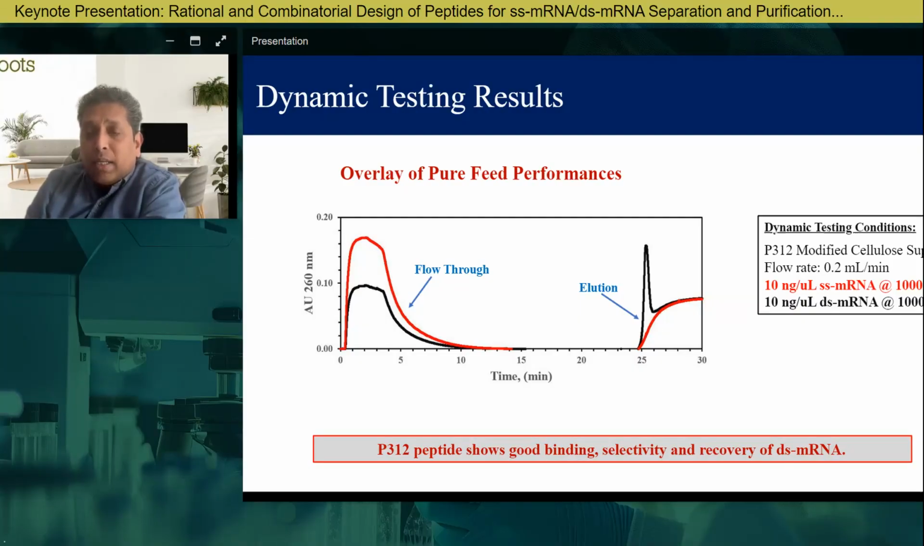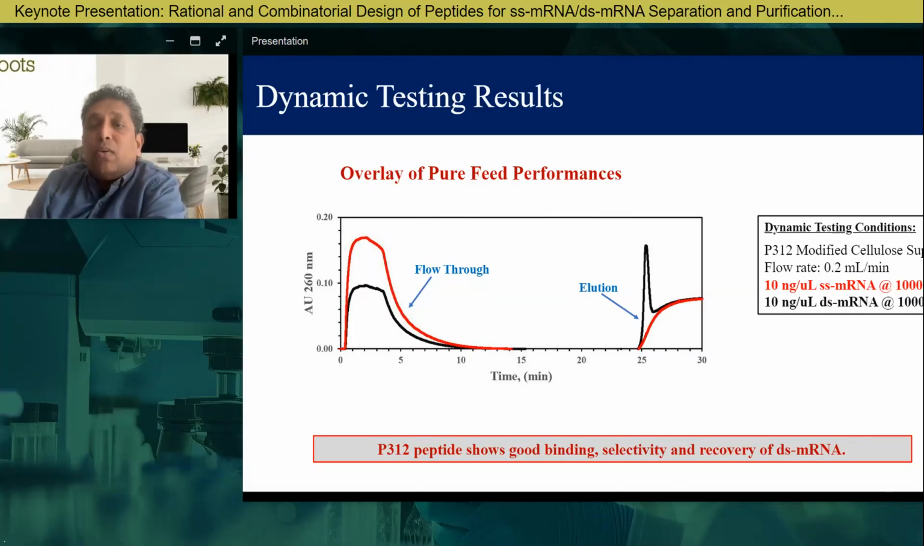I'm showing you two chromatograms here in the figure in the center. The red one is for an injection of a 10 nanogram per microliter single-stranded mRNA at a flow rate of 0.2 mils per minute at a total injection volume of 1 mil. Likewise, in black is the chromatogram for 10 nanograms per microliter of double-stranded mRNA, also at 1 mil total injection volume and also at a flow rate of 0.2 mils per minute.